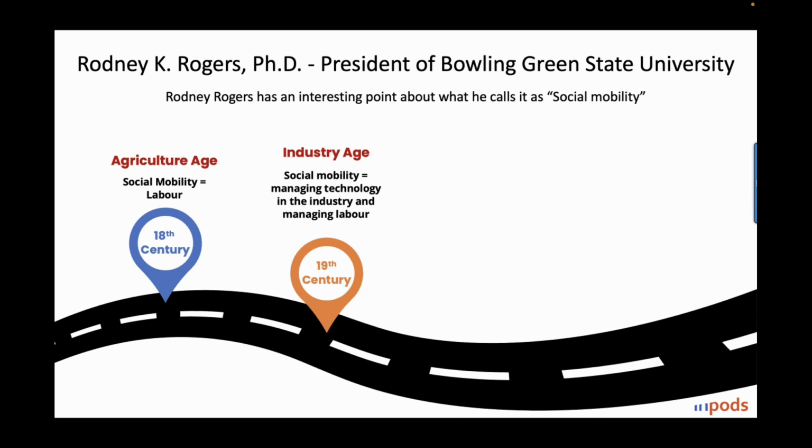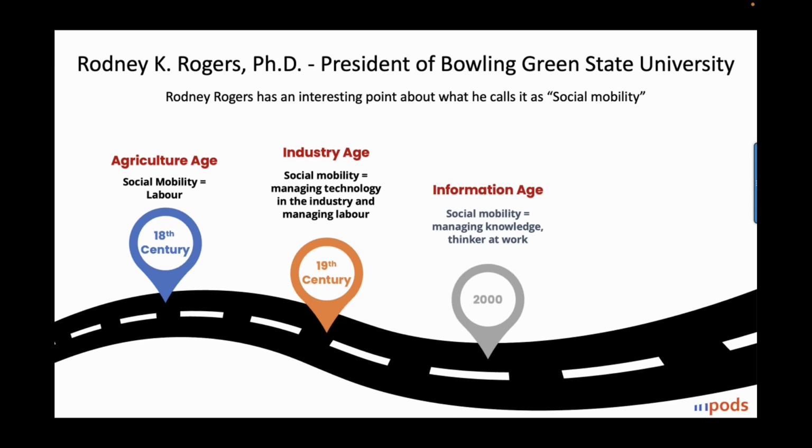They started working in the fields, and they primarily were using their body to deliver that labor, right? So it was more their psychomotor skills that were being used. When the industrial age occurred, social mobility was not only related to the labor class, but also the concept of supervisor or manager emerged, and managing the labor became the skill in the industrial age.